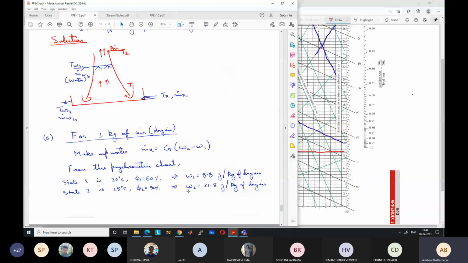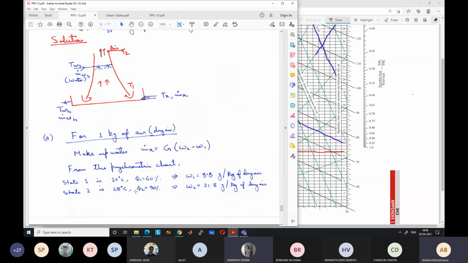So even if somebody takes 8.8 and somebody else takes 8.6, this is correct. Some variation will be there because you are manually taking the values. So small variations are acceptable, but if you take 10 gram per kg of dry air, then it is not acceptable. If you take between 8.5 and 9, this is acceptable in the exam. So this is our omega 1. Omega 1 we have calculated. Now we have to go to state 2. Any questions? You are clear how omega 1 is calculated?